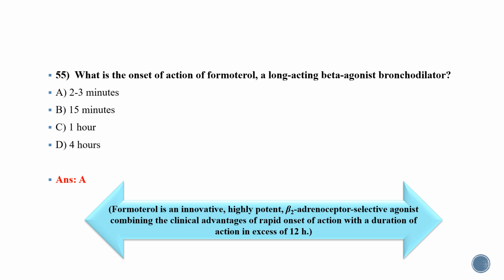So what is the difference between onset of action and duration of action? Onset means the time at which a particular drug produces its action, and the duration means how long the produced action of the particular drug will sustain. So in this question, the onset of action of formoterol is 2 to 3 minutes, that is rapid onset of action, and the duration of action will be 12 hours.